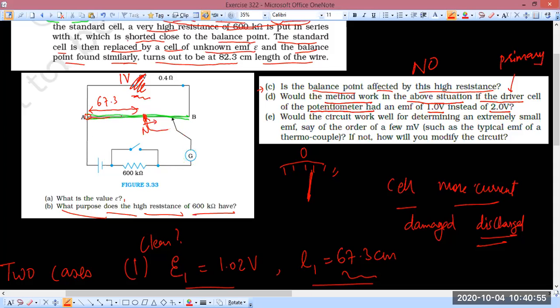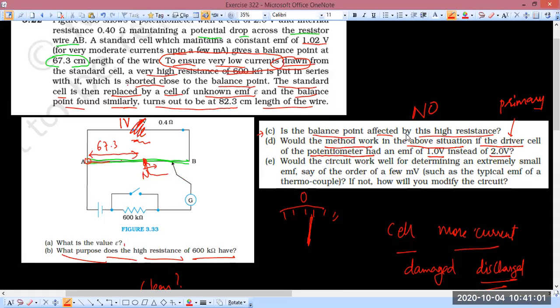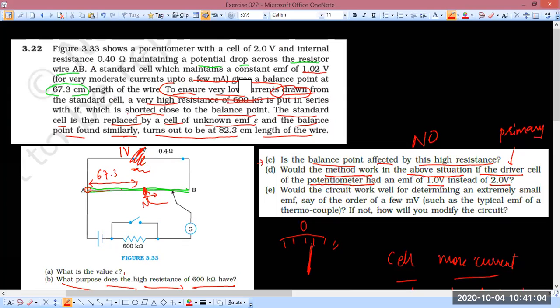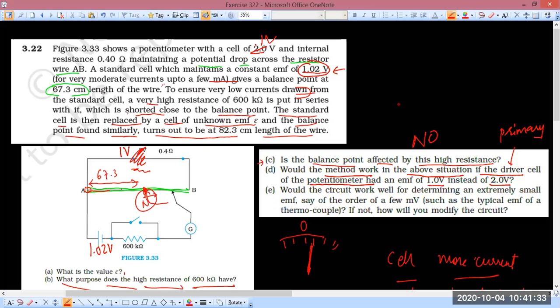That's what they are asking. See, think about what we want to compare. The primary is now not 2 volt but 1 volt, right? But this is 1.02 volt, right? So if here it is 1 volt and here it is 1.02 volt, then it's definitely not possible that you get a null point, right? So there will be no null point.